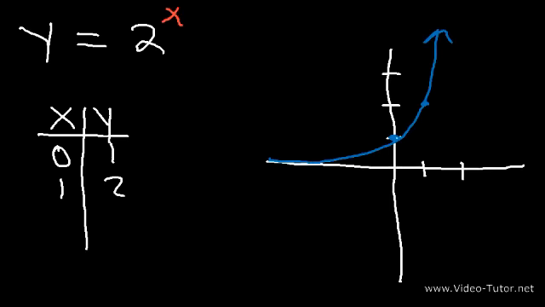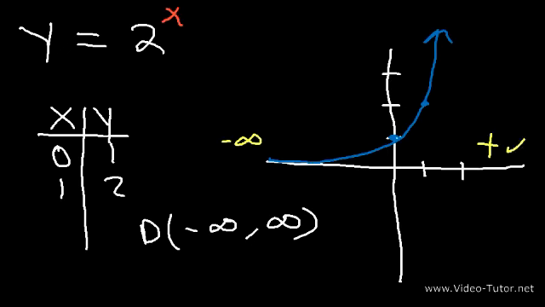Now, what are the domain and range of this function? Let's start with the domain. How can we write it in interval notation? The domain of any function represents the x values that the function can have. For exponential functions, it's always going to be negative infinity to infinity. The lowest x value that we see on the left side is negative infinity, and the function can keep going to the right. There's no restrictions on the value of x. We can plug in any value for x.